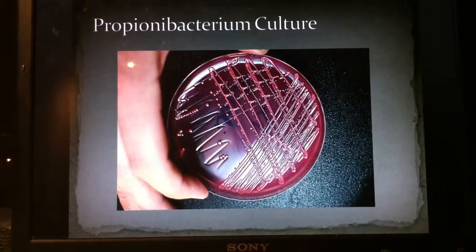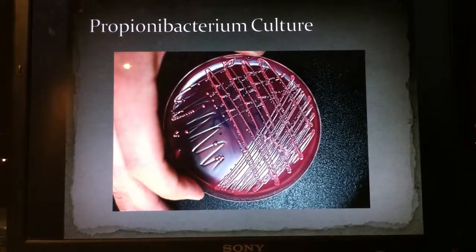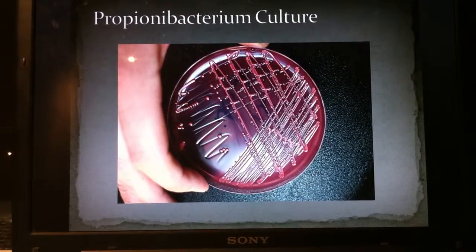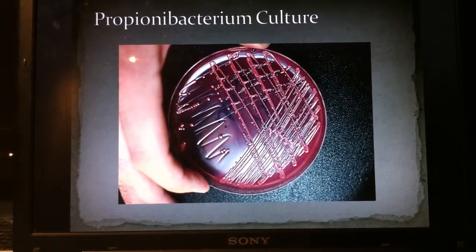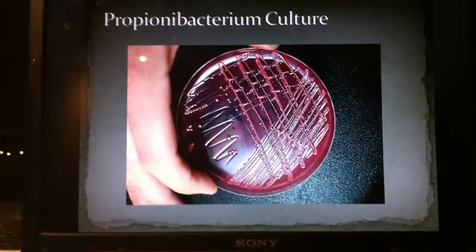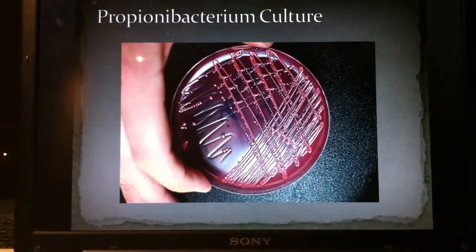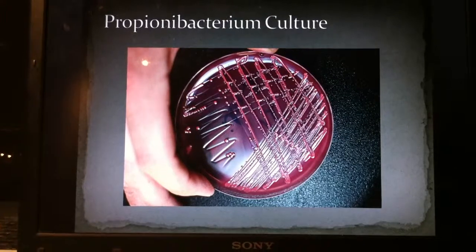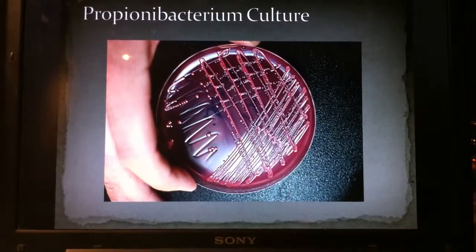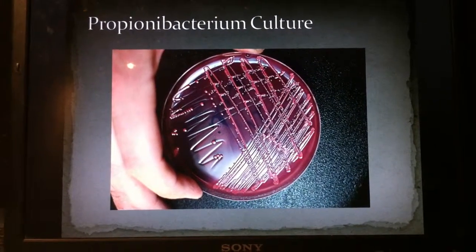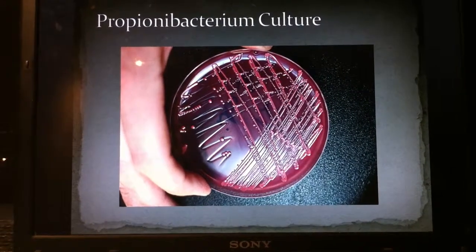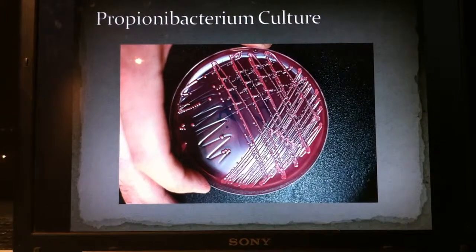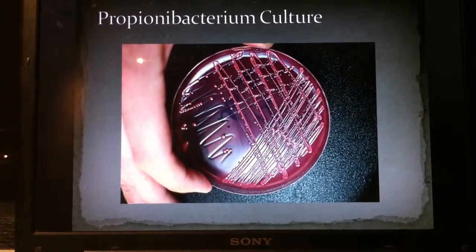Now let's talk about the culture growth of Propionibacterium. Propionibacterium can grow on most common media, although it might take about 2 to 5 days for the growth to appear. Care must be taken to avoid contamination of the specimen with organisms normally found on skin. The significance of the recovery of an isolate must also be interpreted in light of clinical presentation.